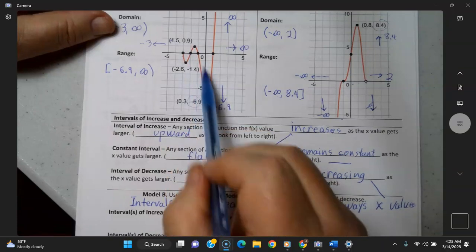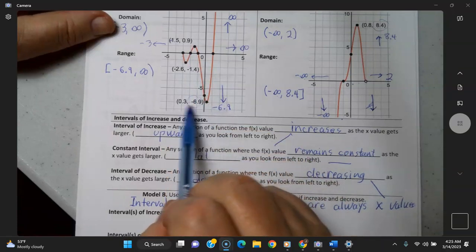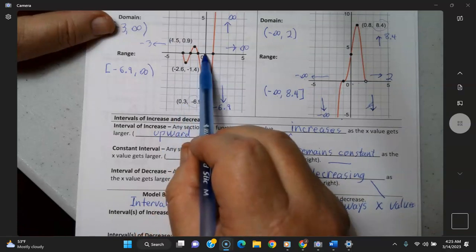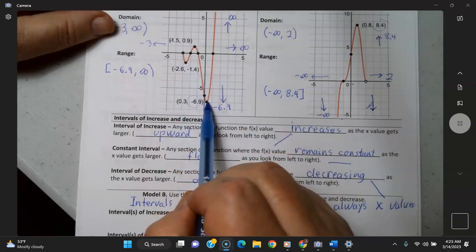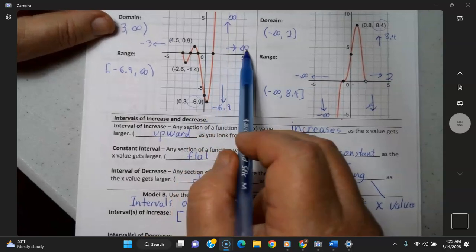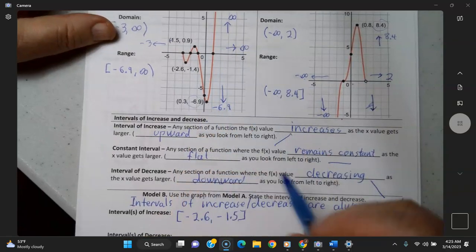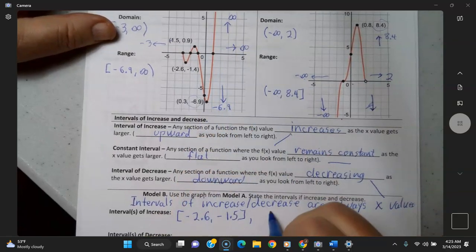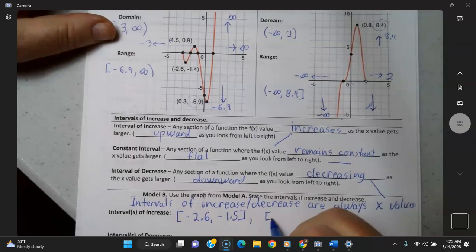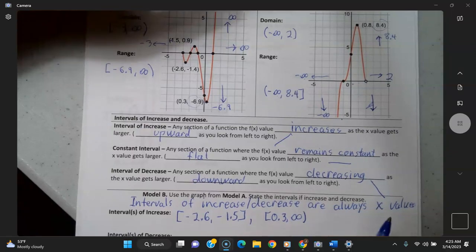Okay, to here, then it goes down, and now once it gets here, and that's at 0.3 on the x-axis, you move over to there and down, 0.3 up to infinity on the x-axis. That's going to be an interval of increase. And it never reaches that, so it's a curved bracket.